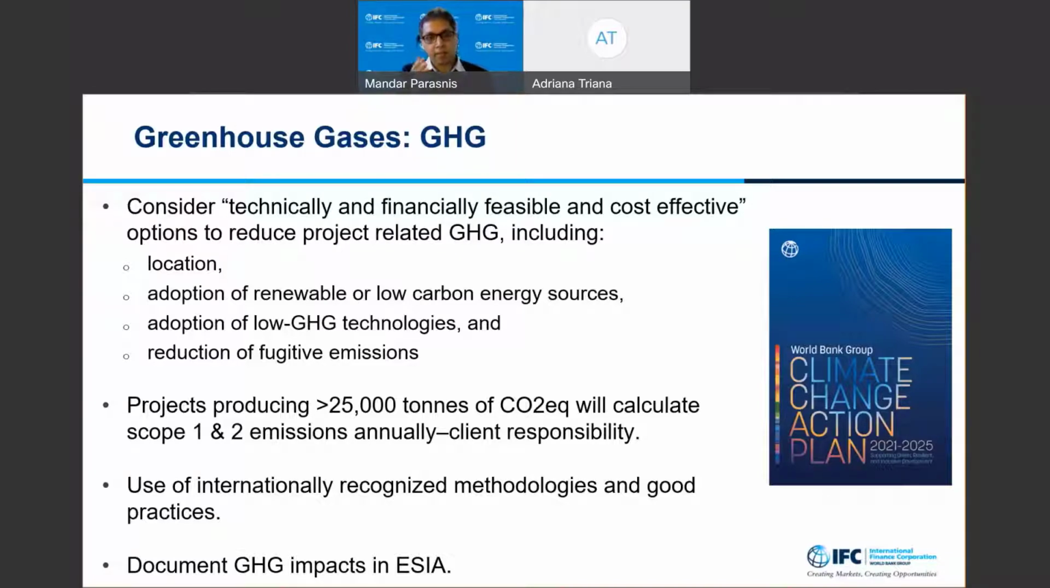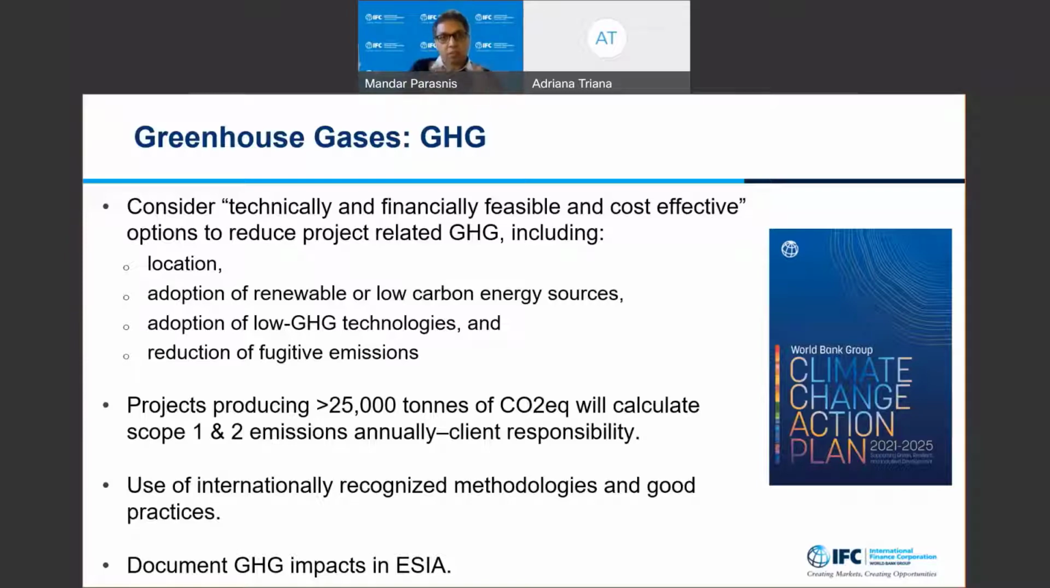So what PS3 requires, as you can see here, is it expects the clients to consider technically and financially feasible and cost-effective options to reduce the project-related greenhouse gas emissions. So you can look at the location, you can adopt the energy sources, try to go for renewable or low carbon energy sources, adoption of low greenhouse gas emission technologies, and also reduction of fugitive emissions, particularly refrigerants, where leakage from the refrigerant systems may lead to very potent emissions of greenhouse gases.